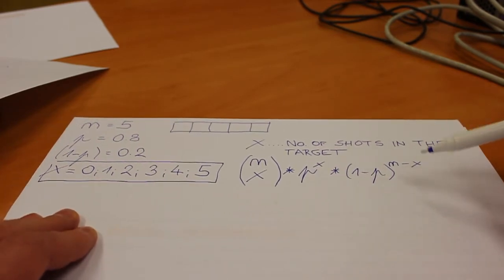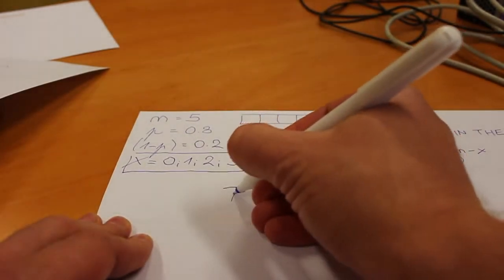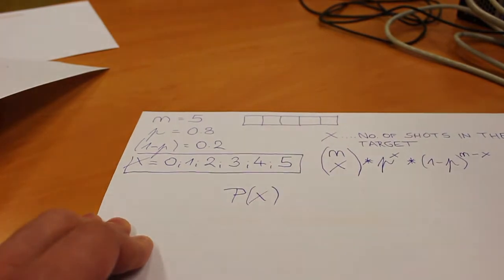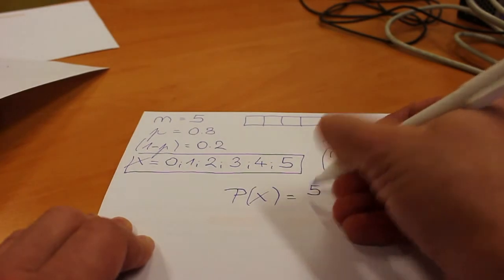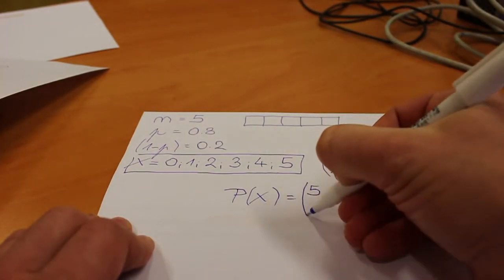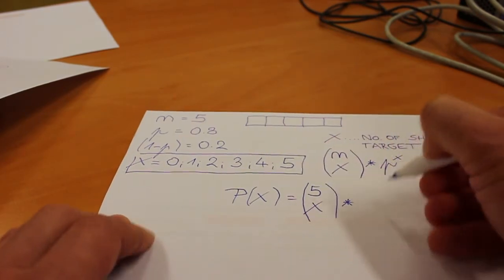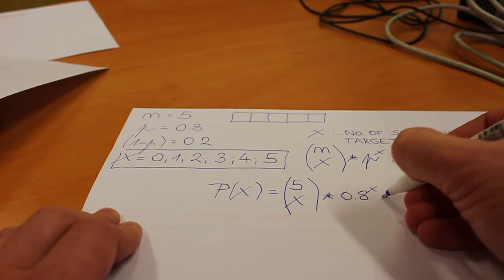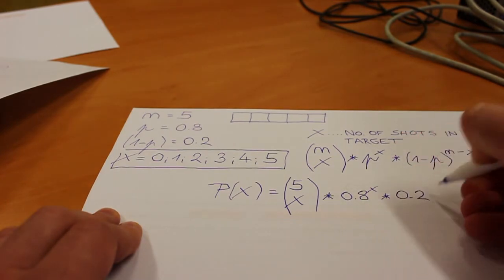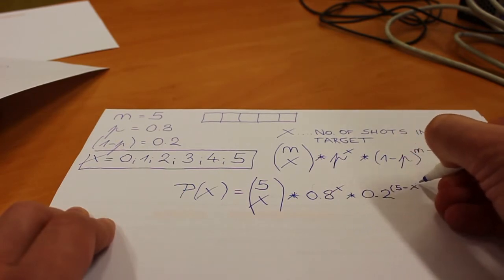And we would like to create this function in general. So one equation with one unknown. The probability that random variable x will be equal to x is n, which is constant, 5. There is every time the value 5 because we have 5 attempts. 5 above x, multiplied by probability 0.8 powered by x, times 0.2 powered by 5 minus x.